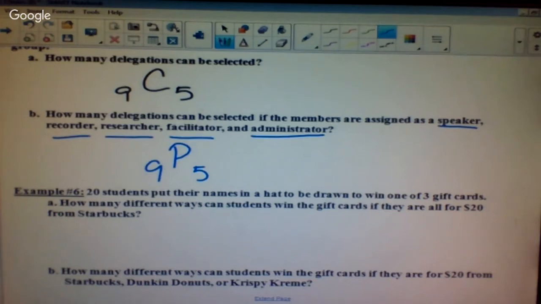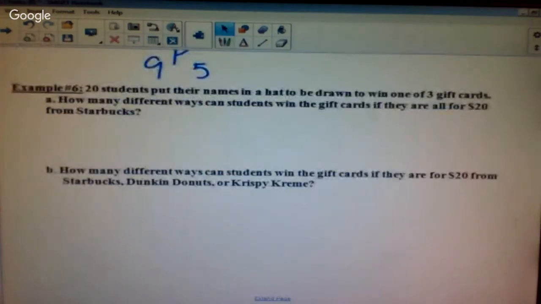Take a look at 6. 20 students put their names into a hat to win one of 3 gift cards. How many different ways can students win gift cards if they're getting $20 gift cards from Starbucks? Is this multiplication? How is it multiplication when I'm dealing with people? It's not. It's a combination. Because you put the name back in there, they can pull it back out again. You know what I'm saying? You've got 20 and 3 right there. So 20 and 3.